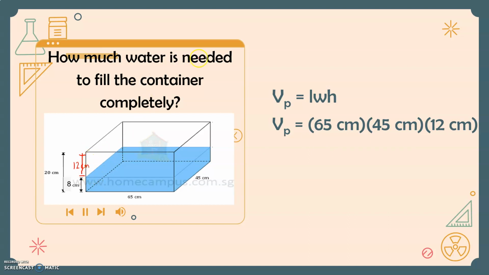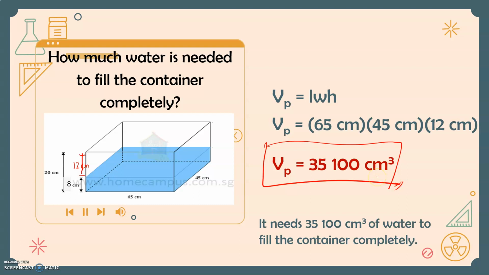Again, we are asked to look for the amount of water still needed to fill the container completely. So we'll use the height 12 centimeters in our formula. And that will give us 35,100 cubic centimeters. Therefore, it needs 35,100 cubic centimeters of water to fill the container completely.